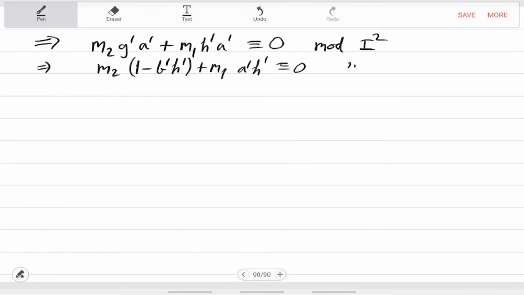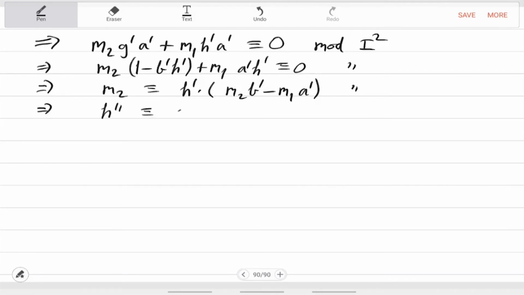So, okay, where does that take us? We are getting M2 H prime will take out M2 B prime minus M1 A prime mod I square. Remember M2 was, how did we define? H prime prime minus H prime. Right. So this means that H prime prime is now H prime times 1 plus this thing.